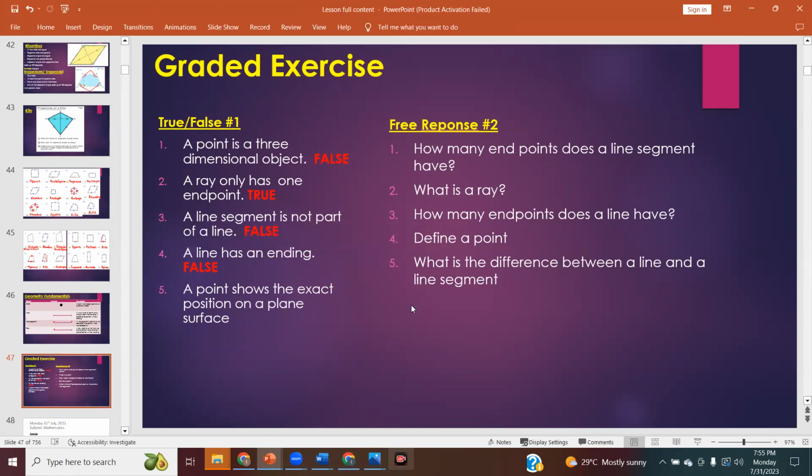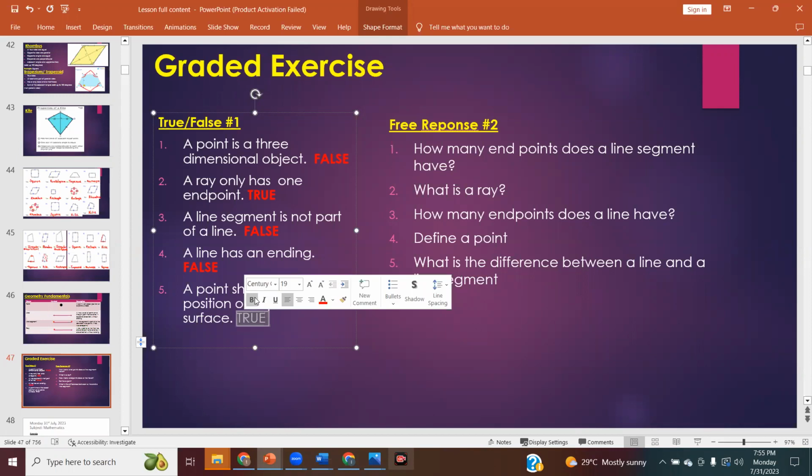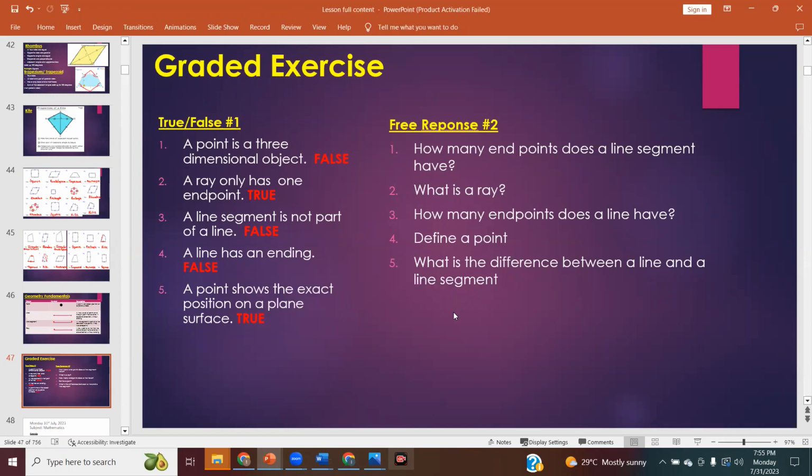Number 5, Erica. A point shows the exact position on a plane surface. True or false? That is true. That's correct. It's true. Excellent. Did anyone get all right for section 1? Yes, sir. Me. Very good.